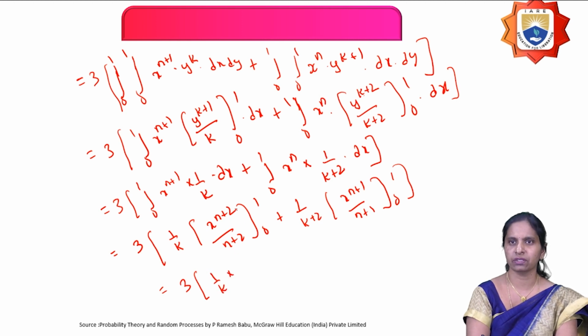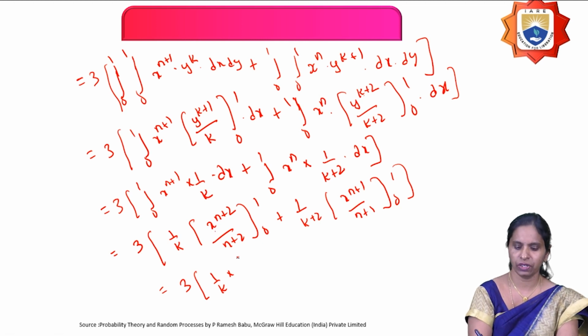So substitute in place of x, because the integration is with respect to x. What is the upper limit here? 1. So 1 power n plus 2 is what? 1. So what do you have here? 1 by n plus 2. And the lower limit is 0, because 0 power n plus 2 is 0. That's why the lower limit is 0 here.